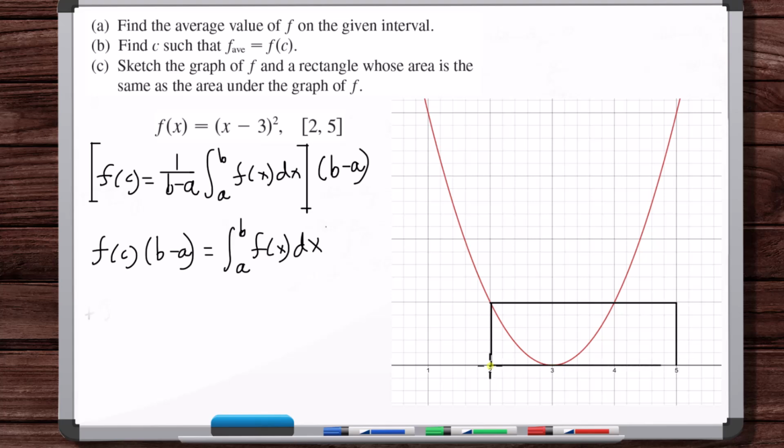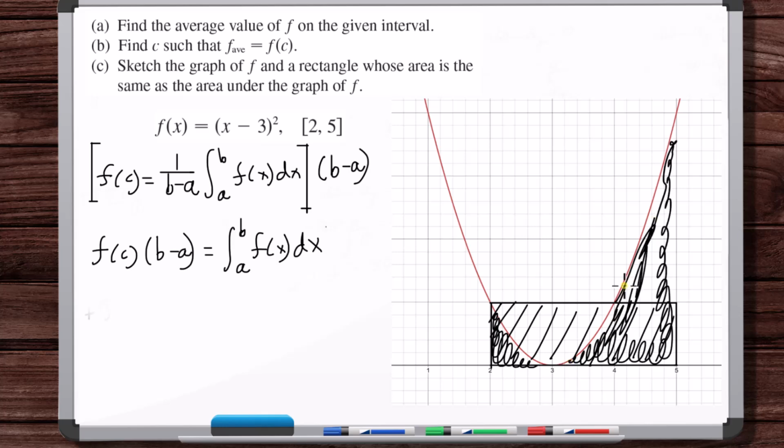We have this rectangle. So it's f of c, so it could be f of 2 or f of 4, doesn't matter, times the interval width. And that's the area of this rectangle. That area is equal to this area. That's the idea. That's like a geometric interpretation of the mean value theorem.